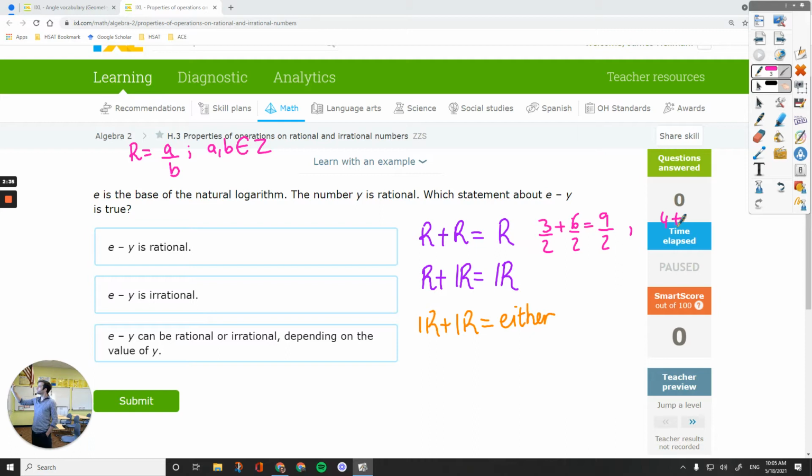4 plus 1. The answer is 5. 4 is a rational number because you can always write it as 4 over 1 as a fraction. 1 is the same. You can write it as 1 over 1. 5, you can write it as 5 over 1. So when you add two rationals, the answer is always going to be rational. That's one thing that you might want to keep in mind. The second one is rational numbers. Just one example for the second one.